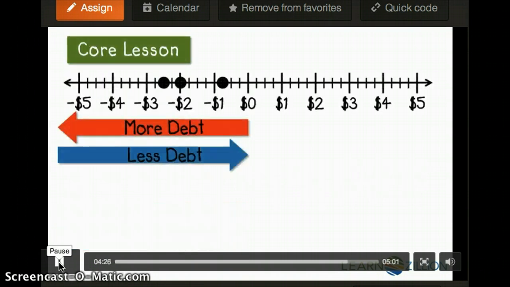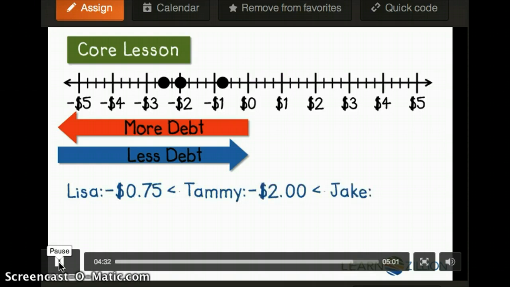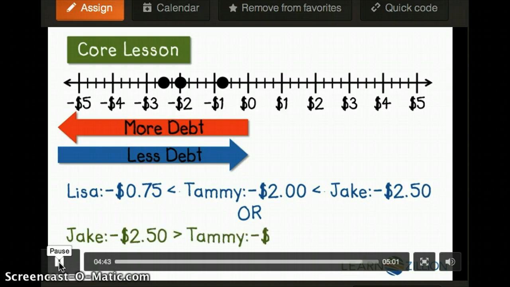So the relationship between these values is that Lisa has the least amount of debt at 75 cents, which is less than Tammy at $2, which is less than Jake at $2.50. Or we can say that Jake has the most debt. He has more debt than Tammy, who has more debt than Lisa, and we can see this using the number line.